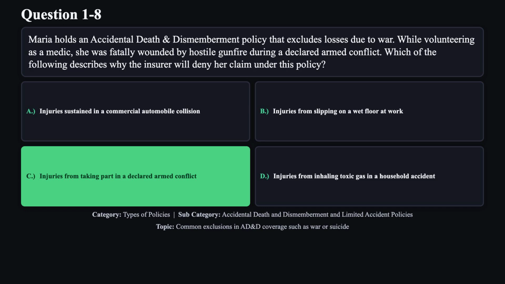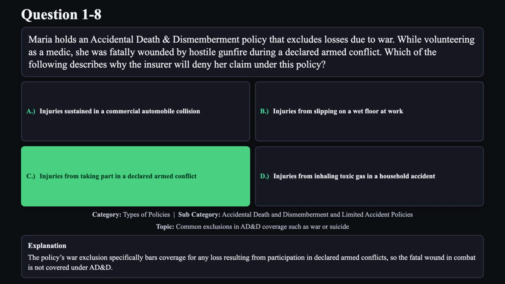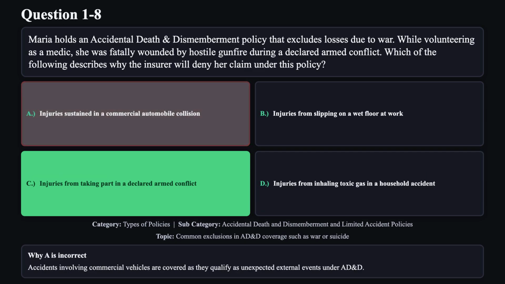The correct answer is C. The policy's war exclusion specifically bars coverage for any loss resulting from participation in declared armed conflicts. So the fatal wound in combat is not covered under AD&D. Reason A is not correct. Accidents involving commercial vehicles are covered as they qualify as unexpected external events under AD&D.